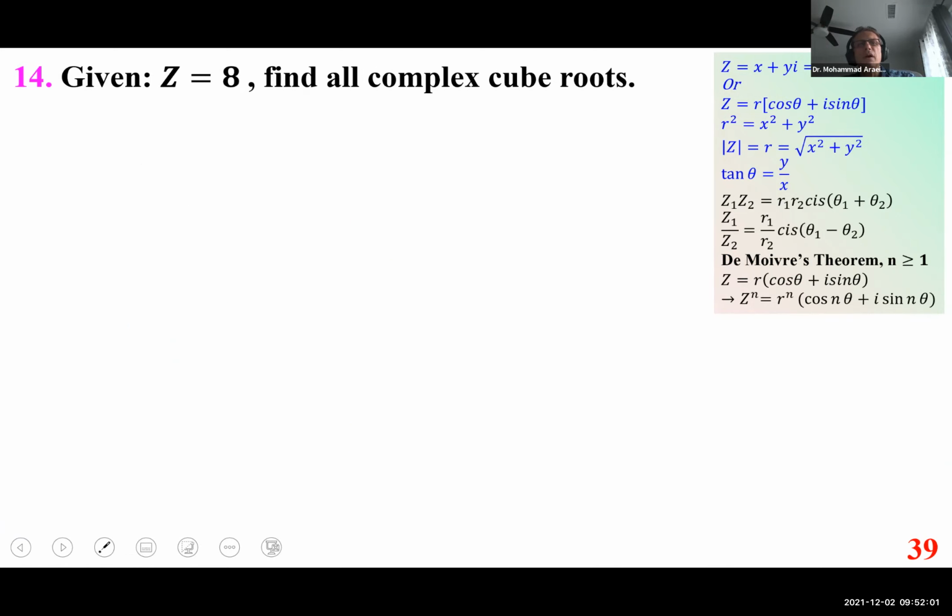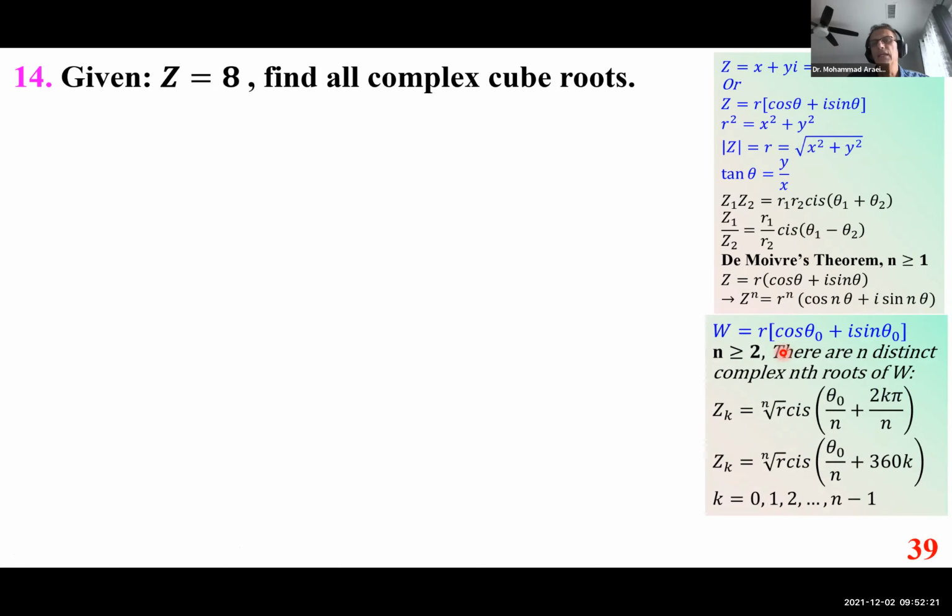What if we want to find complex roots? According to the theorem, if you want cube roots, there are 3 of those. If you want the fourth roots, there are 4 of them. So this is a repeat of what we have seen. We are going to add this. If a number is in this form, r cosine theta 0 plus i sine theta 0, for n larger than or equal to 2, there are n distinct complex nth roots of this number, w.